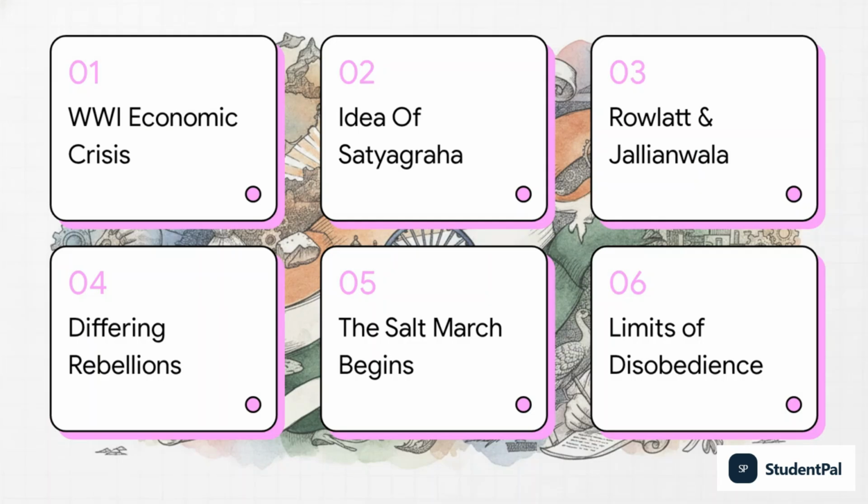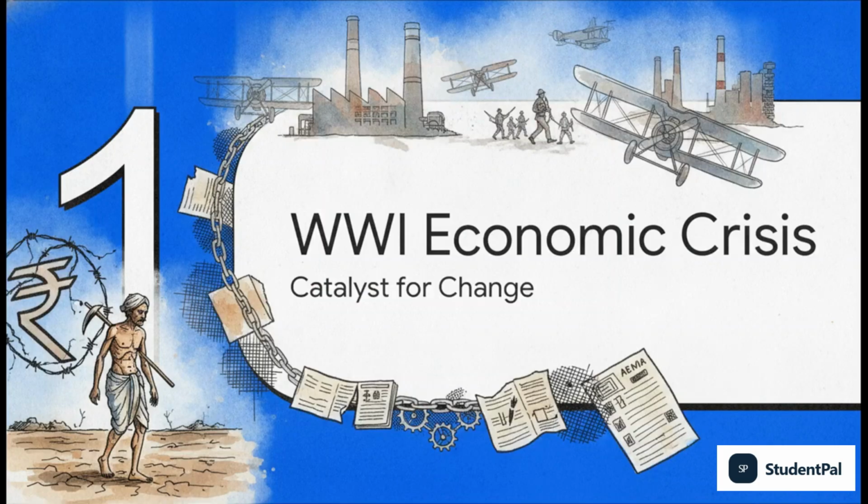To make this huge historical epoch super easy to digest, we're breaking it down into 6 logical steps. We'll start with the WWI economic crisis, move to the idea of Satyagraha, the Rowlatt Act and Jallianwala Bagh, then look at differing strands of rebellion, the famous Salt March, and finally, the limits of civil disobedience. All right, let's get right into it. Section 1, the WWI economic crisis and the catalyst for change.